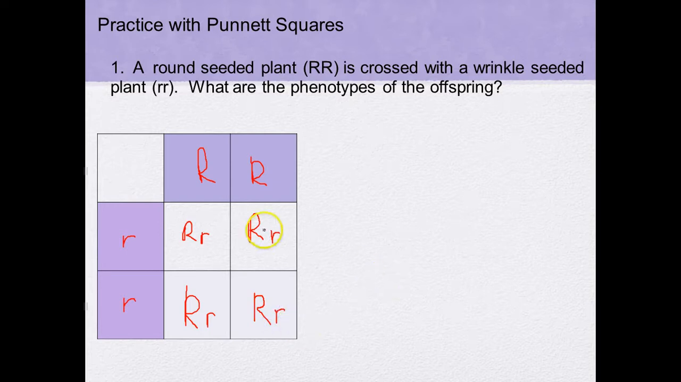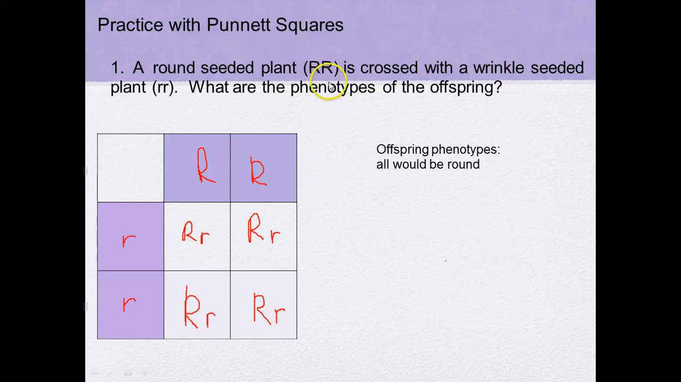So, what are the phenotypes? What would big R, little r look like? If round is the dominant trait, then all of these would be round. So all offspring phenotypes would be round. And if we were asked for the ratio, it would be 4 to 4.